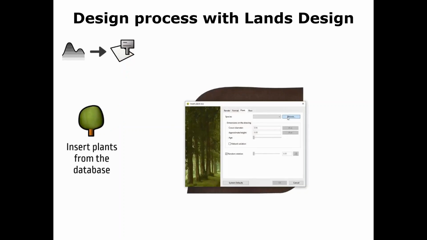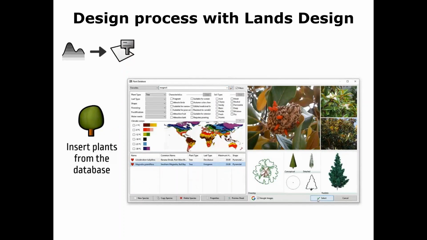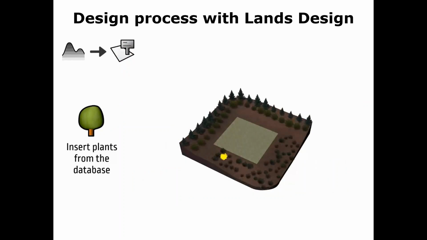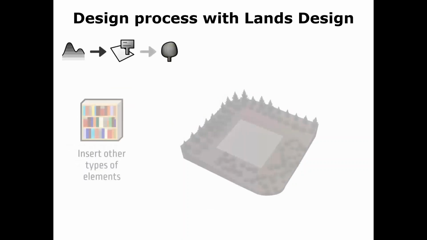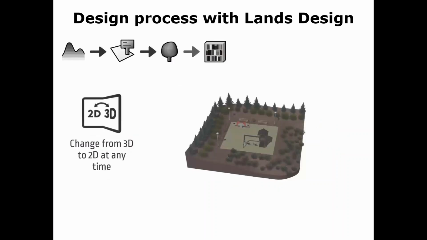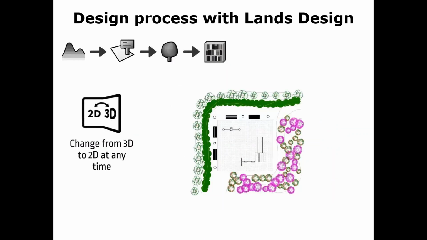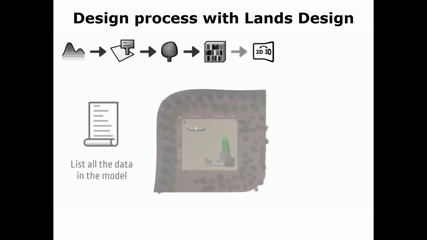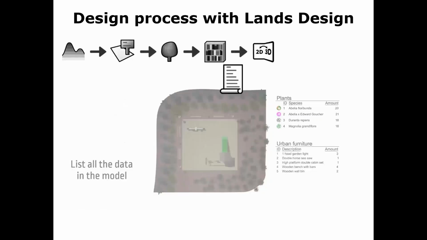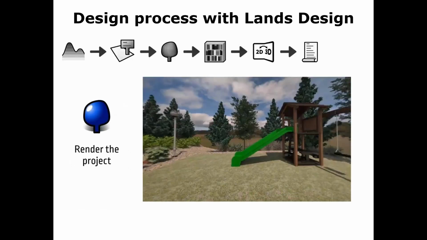You can insert plants in a row, individually, or in forest mode. The plants can have natural variation, which is so interesting for a natural appearance. You can also add hardscape tools and different blocks, and you can shift from 3D to 2D at any moment of the project just by one click. And finally, you can list all the materials that you have used just by one click, and render the project with your render engine.